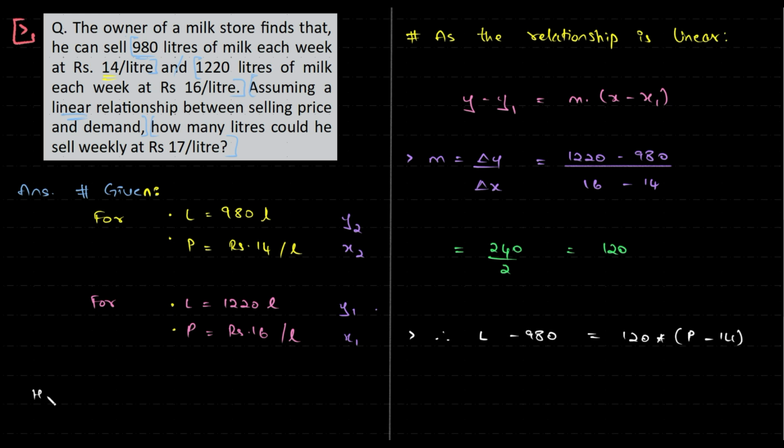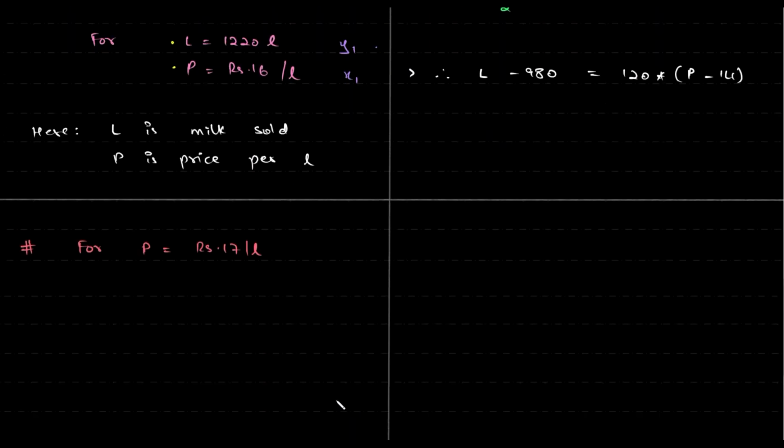I'll make a note here. L is milk sold and P is price per liter, right? Per liter. Okay. Now all we have to do here is substitute.